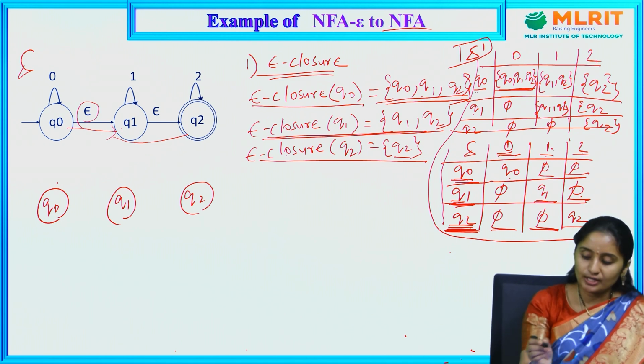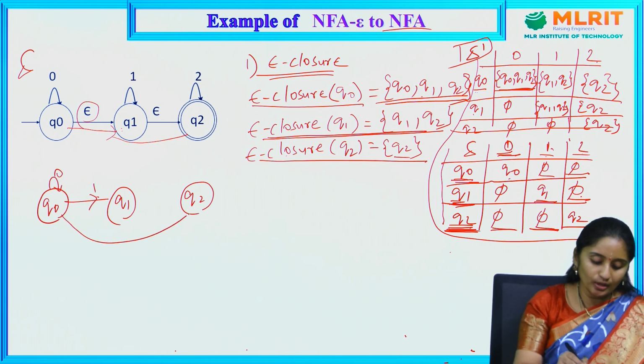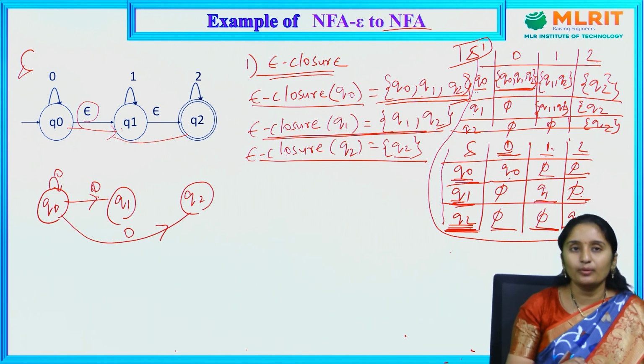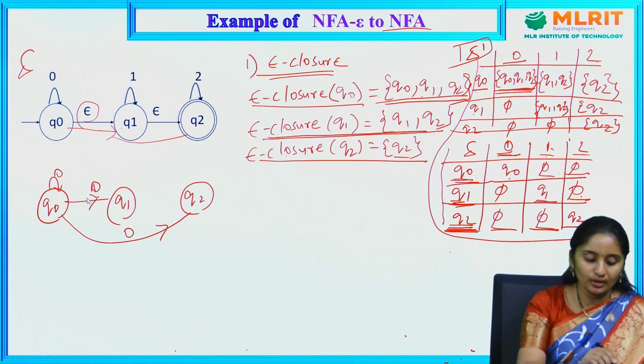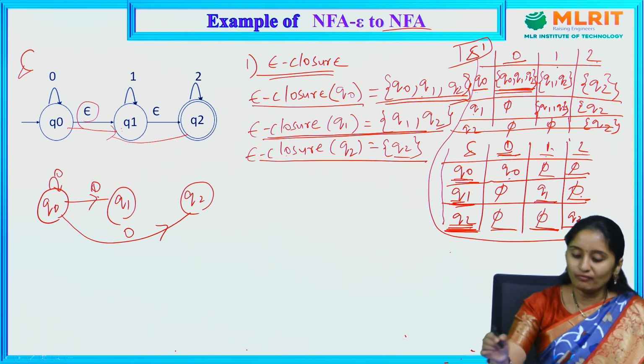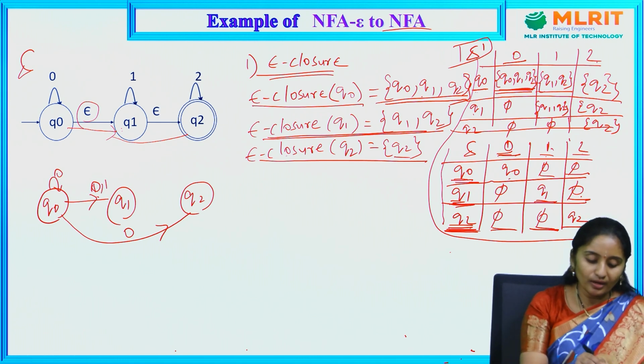Q0 on 0, it is going to Q0, Q1 and Q2. On 0 input, it is going to Q0, Q1, Q2. I plotted it. Next, Q0 on 1 input, where is it going? Q1 and Q2. Q0 on 1, it is going to Q1 and Q2.